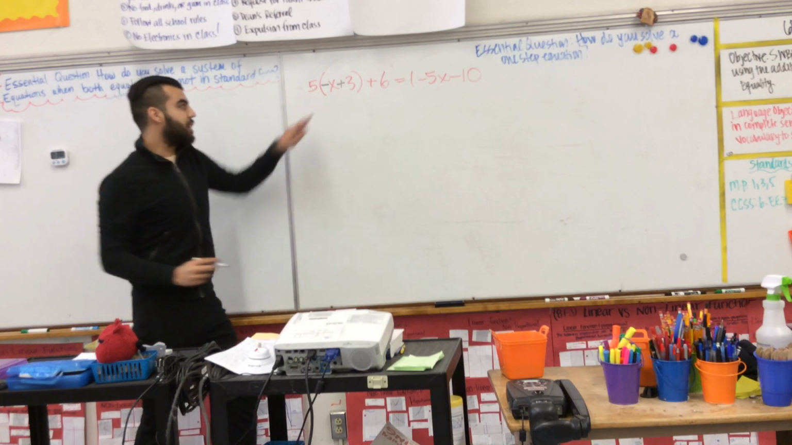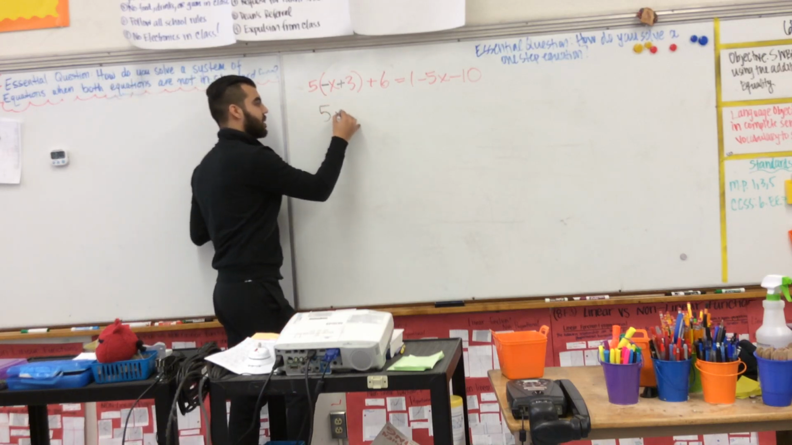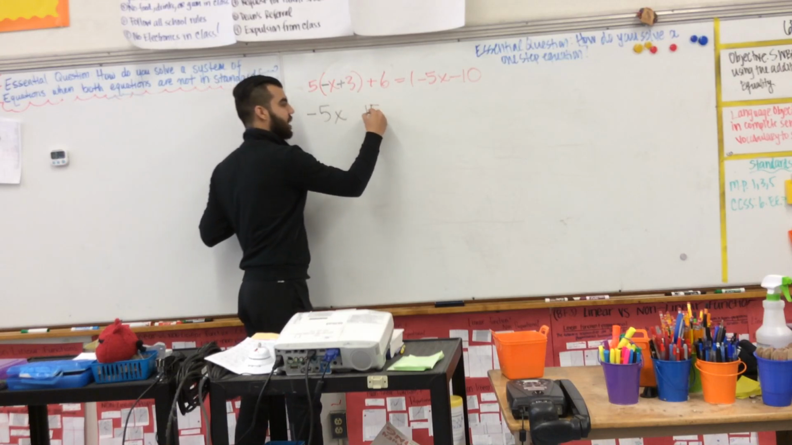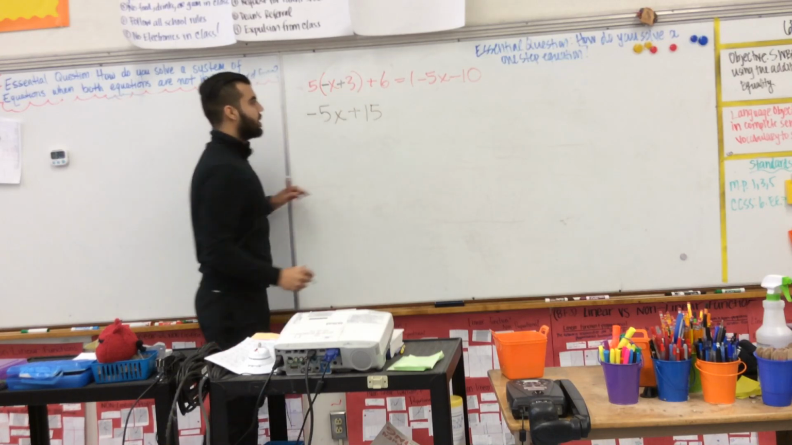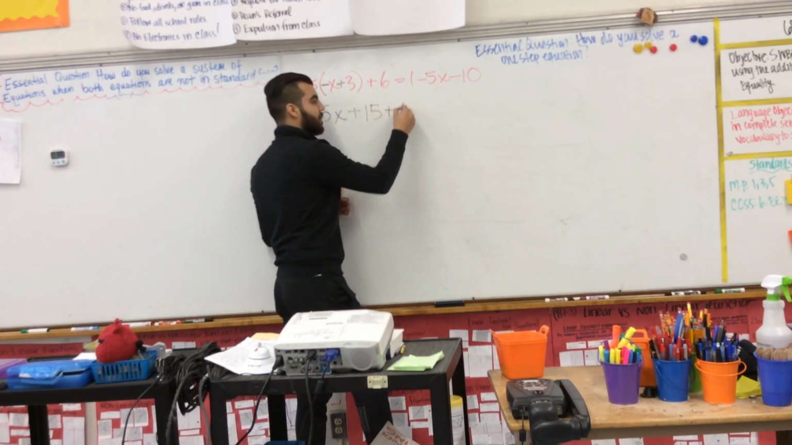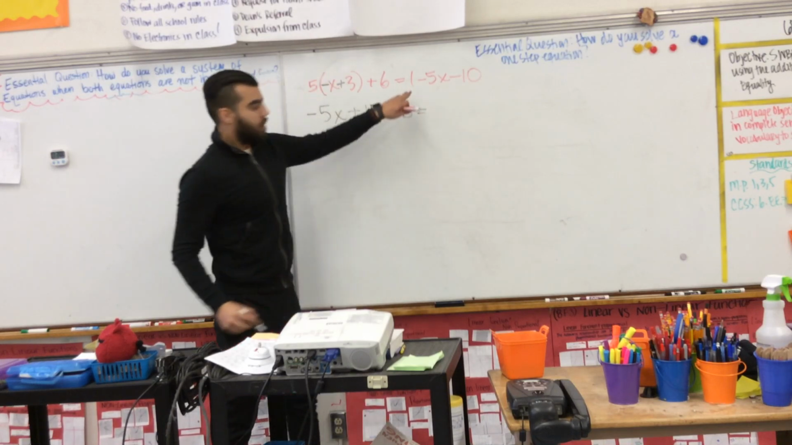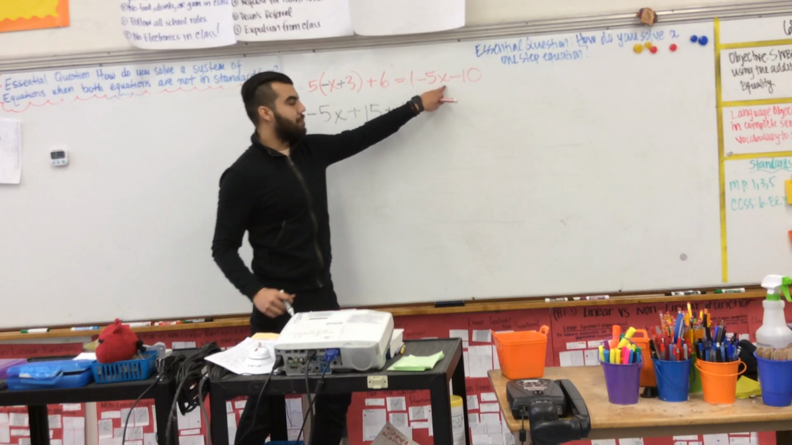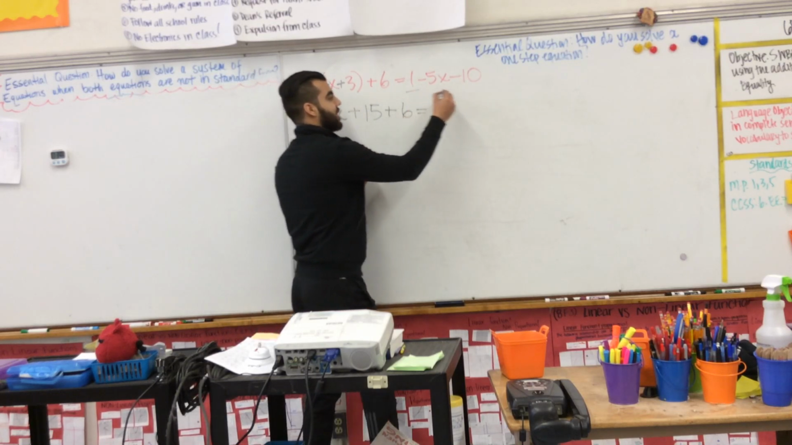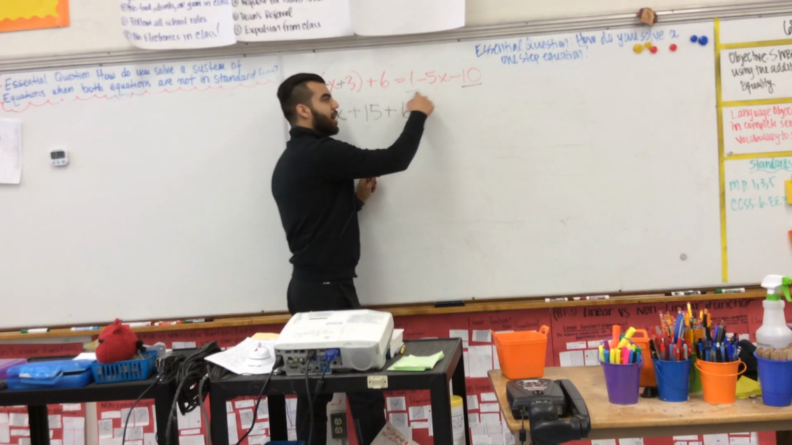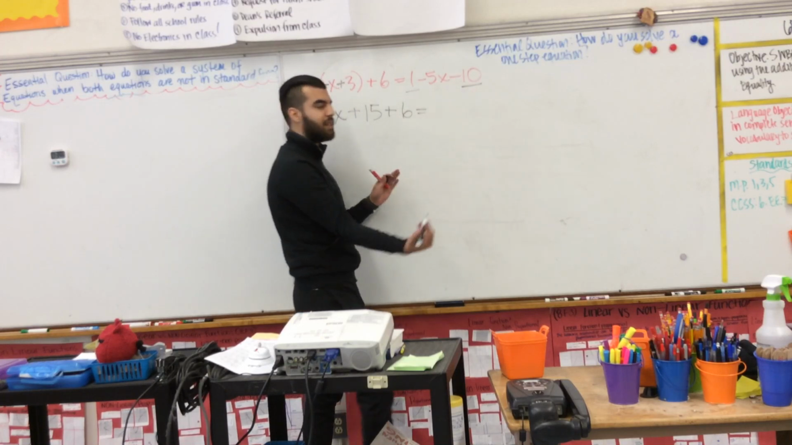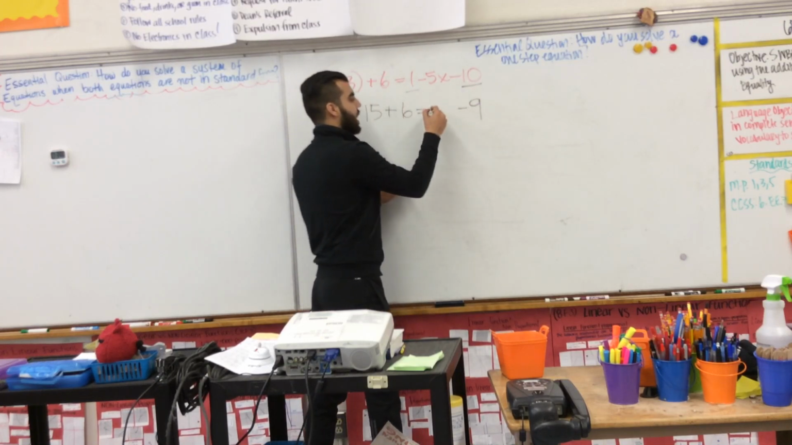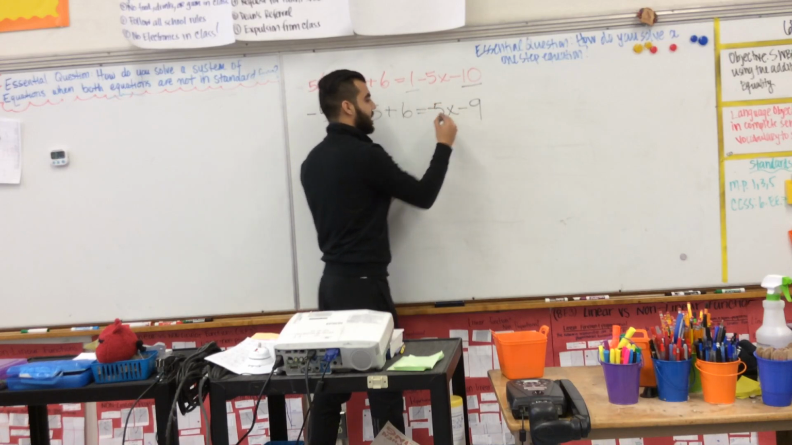Boom. 5 times x is 5x. I have a negative sign. 5 times 3 is 15, and it's positive. Plus 6, bring them down. We didn't do anything with them. For this one, we have 1 minus 5x minus 10. Yes, I can combine these two terms. 1 minus 10, or 1 plus a negative 10, gives me negative 9. And then I have this negative 5x that I didn't touch.